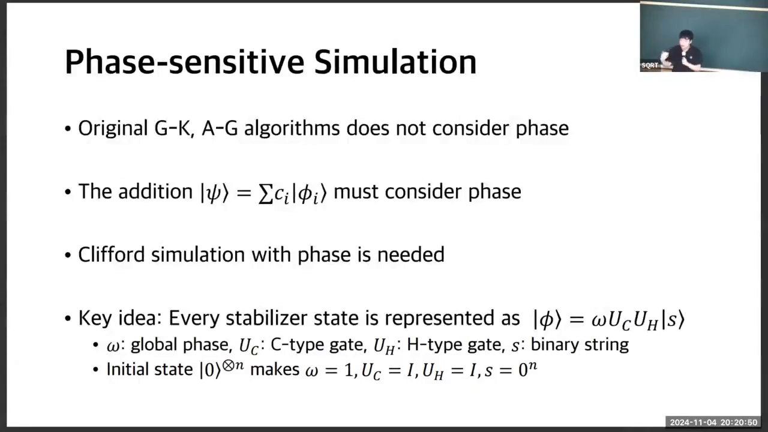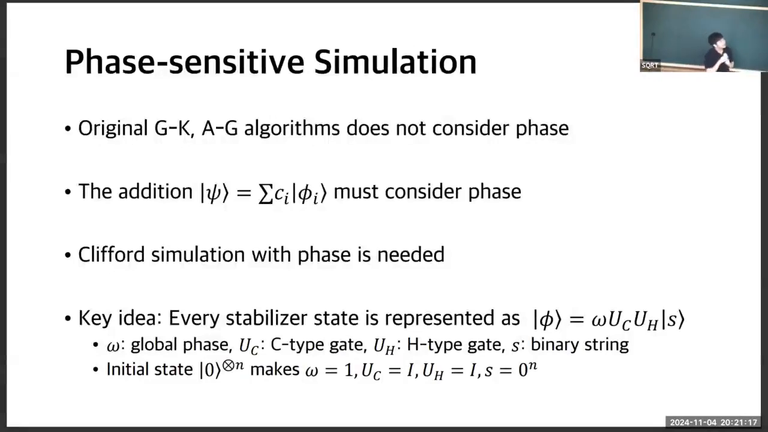So the original Gottesman and Knill, or Aaronson and Gottesman, algorithms do not consider phase. So we need to add it with the global phase here. It must be the global phase, but we need to add it so that it does not make that global now. So we need to make a Clifford simulation with phase.